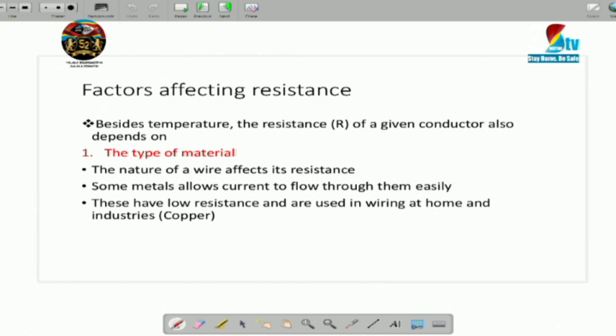Temperature is one of them, but amongst those, we have the type of material. What material we are using will determine the behavior of the substance as far as its resistance is concerned. So the nature of the wire, for instance, some metals allow an ease to the flow of current than others. For instance, copper has a very low resistance, and it can be used in wiring and in other things there.